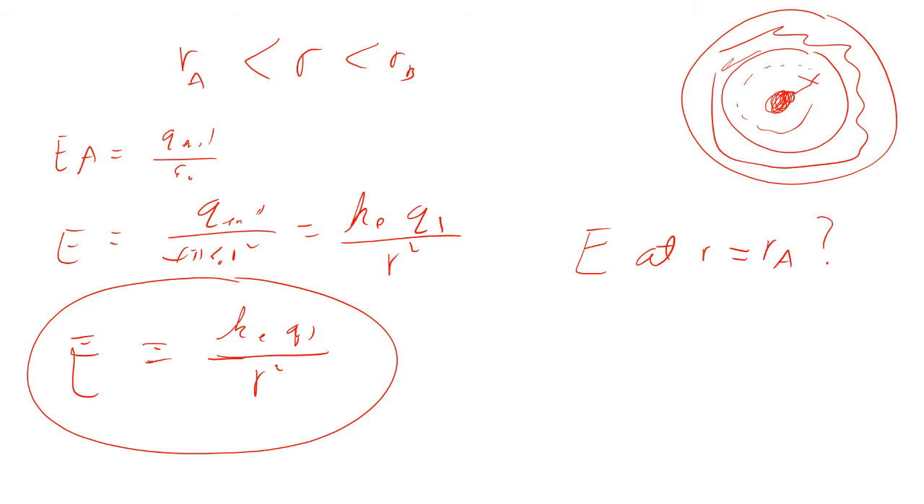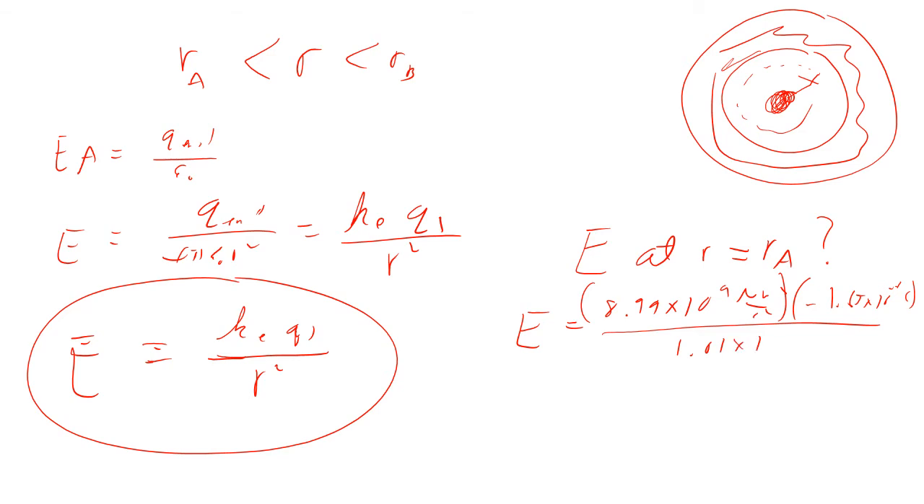Well, what is E at R equals RA? Well, the electric field, you could just plug in here, K sub E. So you just plug in K sub E 8.99 times 10 to the 9th newton meter squared per coulomb squared times a negative 1.65 times 10 to the minus 6 coulombs divided by 1.01 times 10 to the minus 2 meters squared. And so the electric field there would come out to be a minus 1.45 times 10 to the 8th newtons per coulomb.